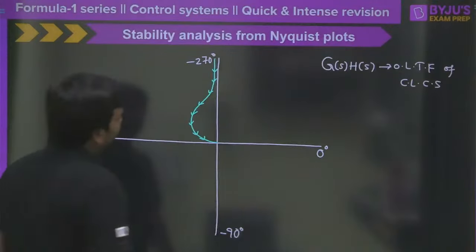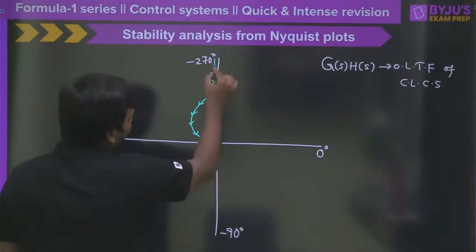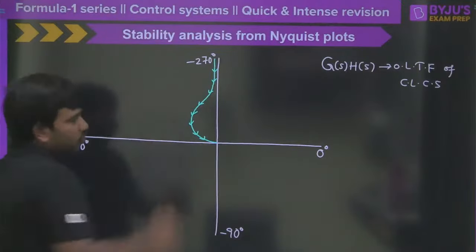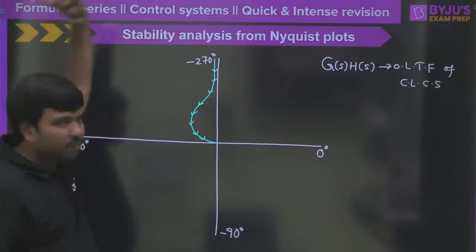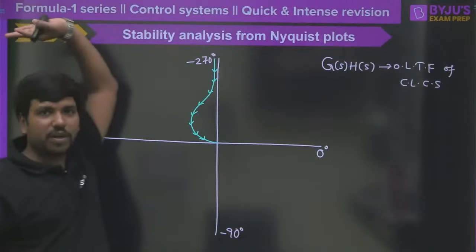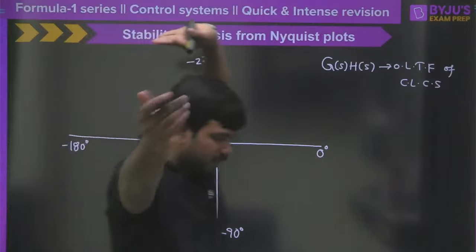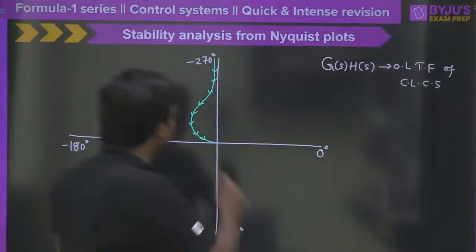Now you must notice one fact here. For this polar plot, the phase will always be more than minus 180 degrees. Irrespective of the frequency, the phase is always minus 270 degrees. Correct? So what does it mean? It has already crossed minus 180 degrees. It means that the system will be unstable, because the phase margin will always be negative for this. Correct? So anyway, this is the polar plot.